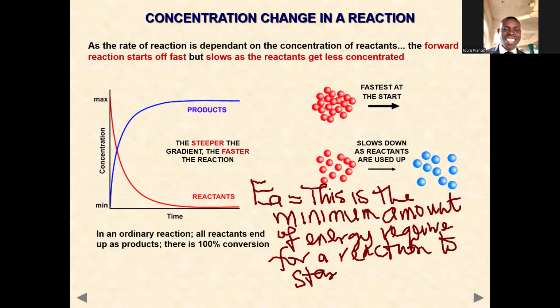It is usually 1 mark in your question paper. So when the molecules are farther apart, like in this case now, it will take time for them to produce the minimum amount of energy required for effective collision.